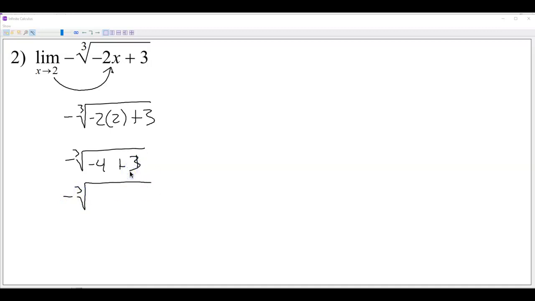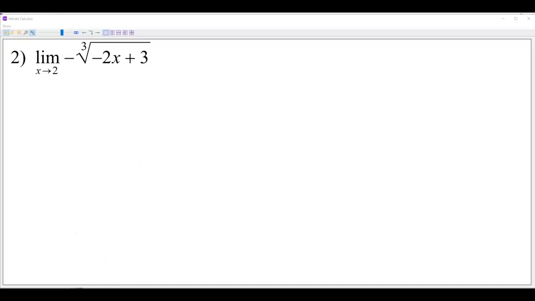Oops, that's a 3. So we end up with -1. Now the cube root of -1 is -1, and since there's 2 negatives there, the final answer is 1. So there's my answer. If you could just plug a number in and get an answer, then that's your limit. And that's called direct substitution. All right, let's go ahead and move on to number 2.